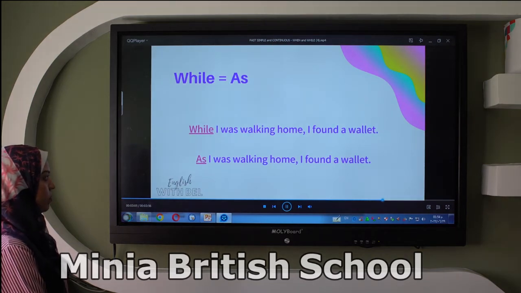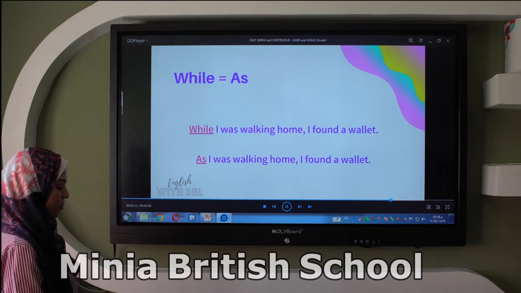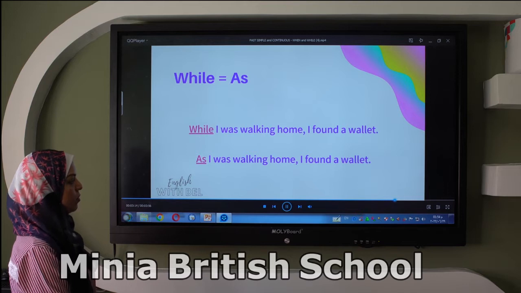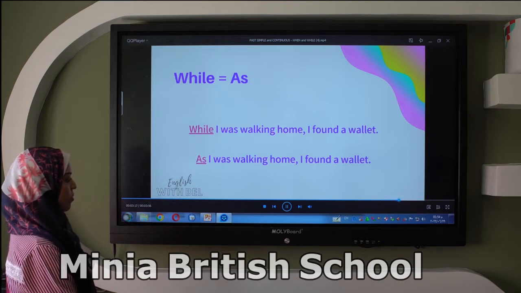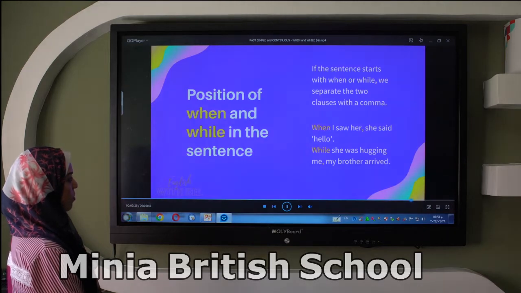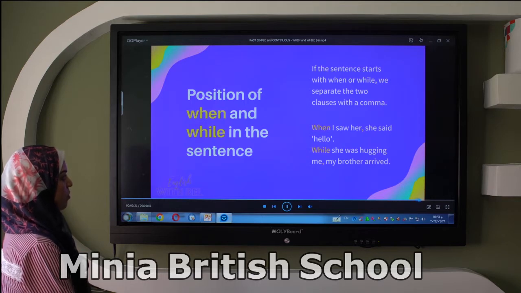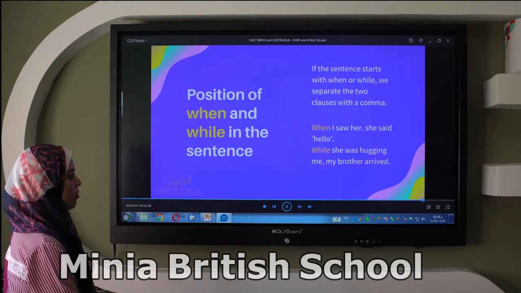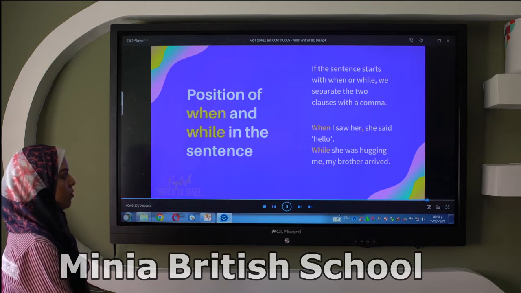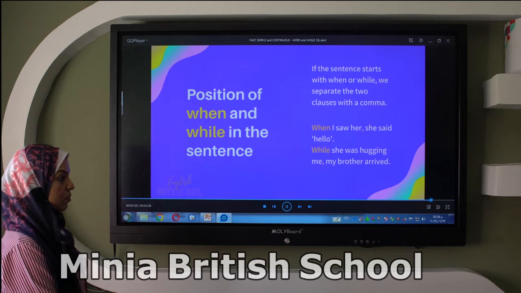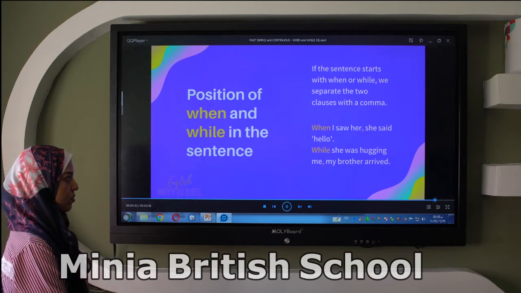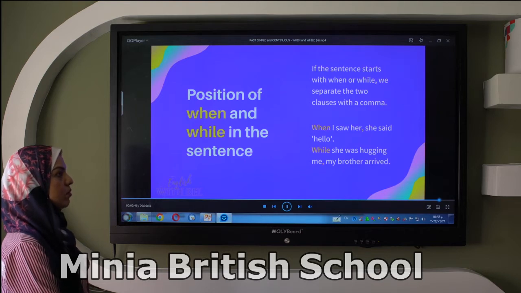Another thing which is important to mention is that in this case, you can use while and as with the same meaning. Take a look at these examples. While I was walking home, I found a wallet. This is the same as saying, as I was walking home, I found a wallet. Now, what about the position of when and while in the sentence? If the sentence starts with when or while, we separate the two clauses with a comma. For example, when I saw her, comma, she said hello. While she was having lunch, comma, my brother arrived. Now, remember that if you start the sentence the other way around, the comma shouldn't be used.